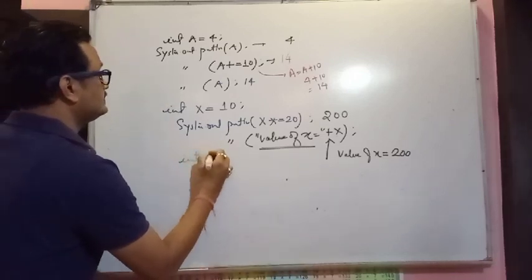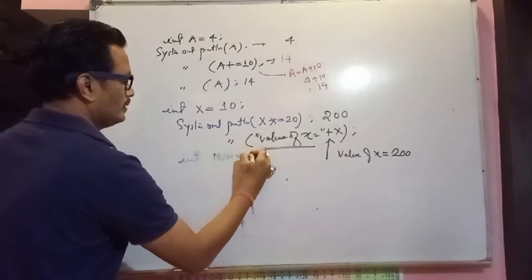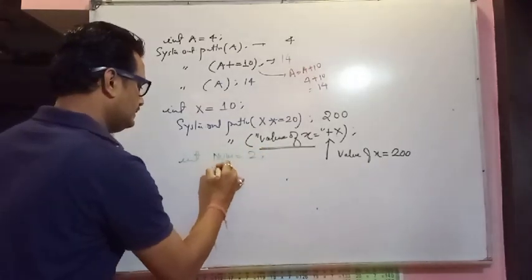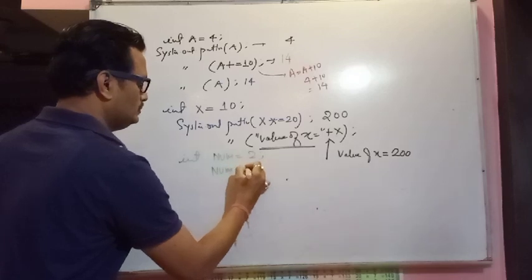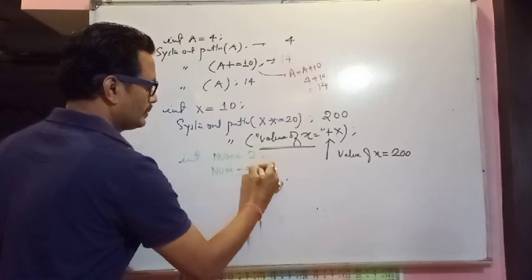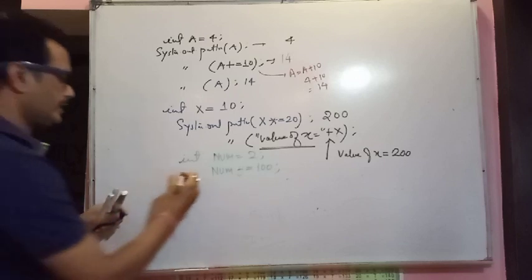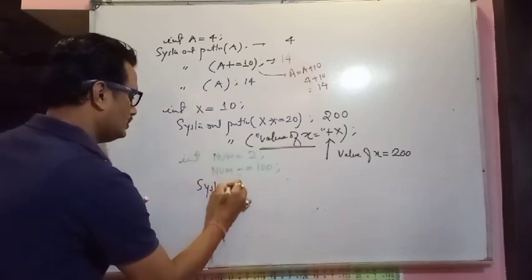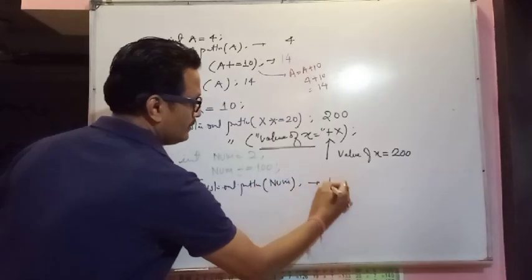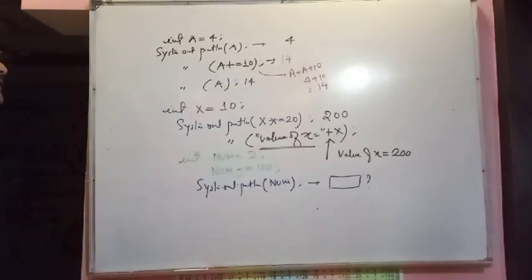Suppose here is an integer num is equal to 2. और यहाँ क्या कर दिए? यहाँ लिख दिए num is equal to num minus equal to 100. And after that, if you write here System.out.println(num), can you tell me what will be your output? Write the output there.